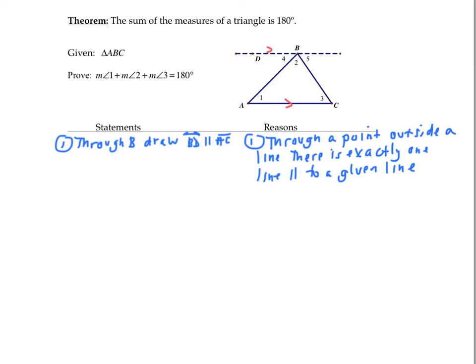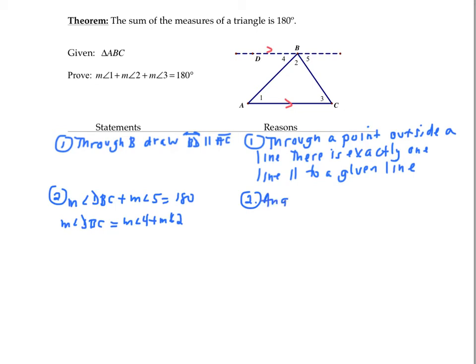All right, in step 2, I'm going to talk about how angles add up to 180 degrees in here. So if we take a look, we can say the measure of angle DBC plus the measure of angle 5 is equal to 180. And we can also say the measure of angle DBC is equal to the measure of angle 4 plus the measure of angle 2. And this is by the angle addition postulate. It's been a while since we've seen that, but the angle addition postulate says that we have two angles that are coming together and forming a third larger angle.